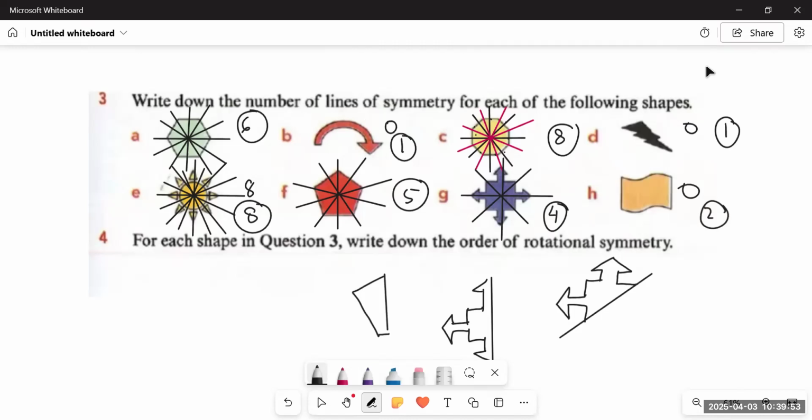So this is how we have to identify what would be the order of rotational symmetry and the lines of symmetry any given shape has. So we have completed till question number 4.